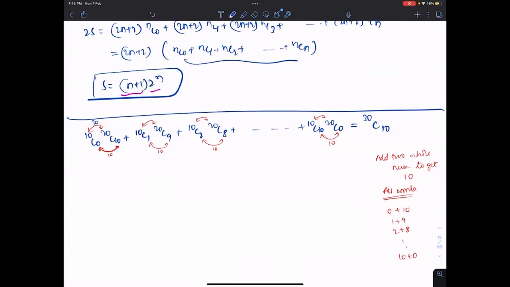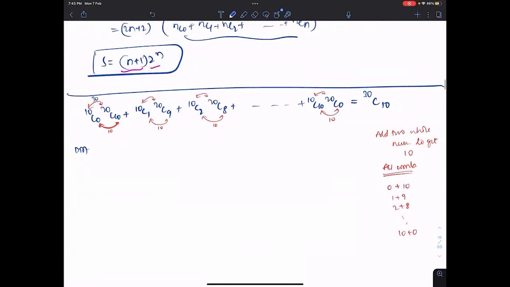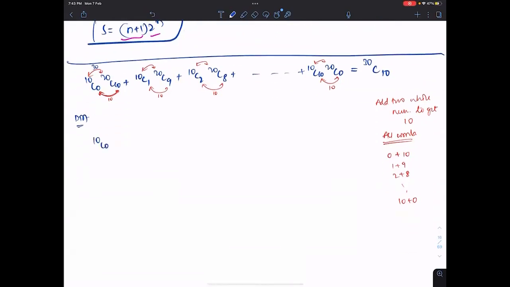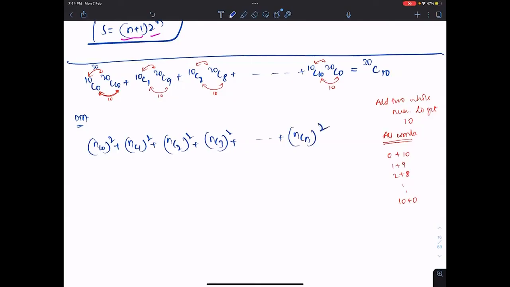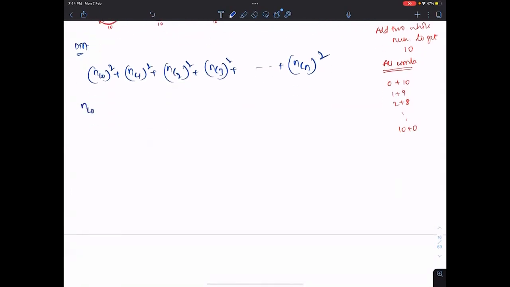Next, even if the difference is constant in multiplication, like you would have seen in this formula: NC0 squared plus NC1 squared plus NC2 squared plus NC3 squared and so on till NCn squared. Now, if I write it like this: NC0 into NC0, NC1 into NC1, NC2 into NC2, and at last NCn into NCn.